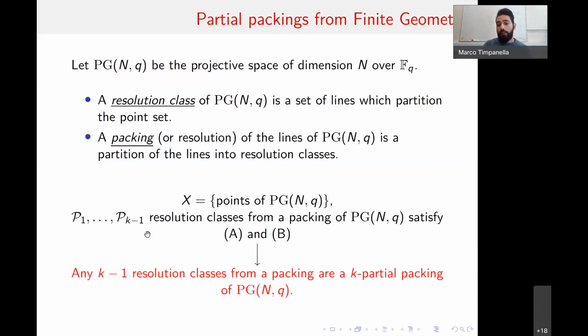And so any line has at least 2 points, which means that property A is satisfied, and two distinct lines meet at most in 1 point, which is exactly property B. So at this point, by applying the lemma of Fazeli, Vardy, and Yaakobi, we have that from a packing of the lines of PG(n,q), we obtain k-partial packings, and so we obtain k-server PIR codes.